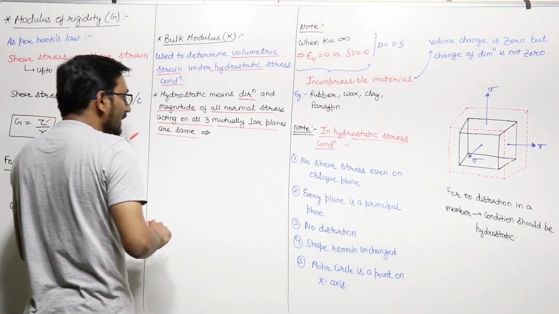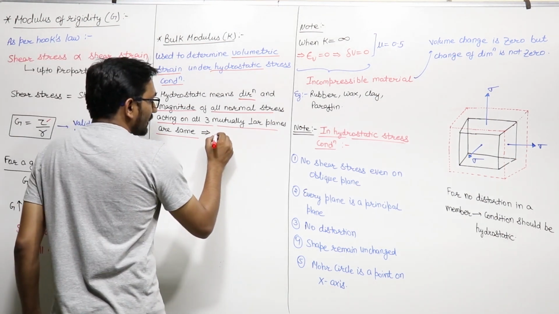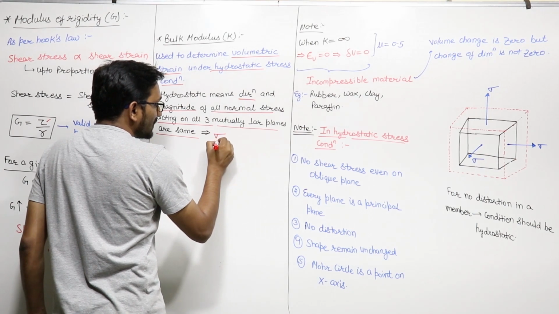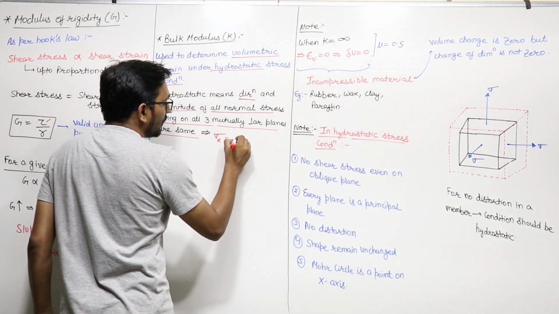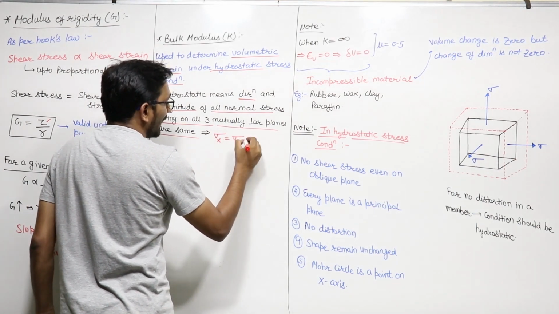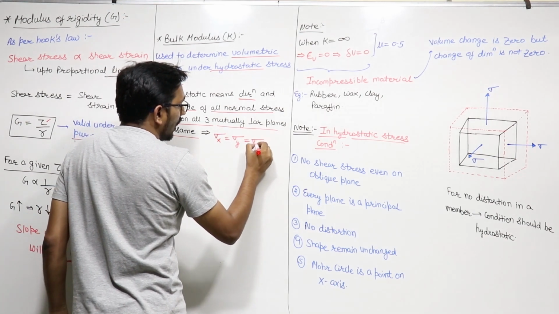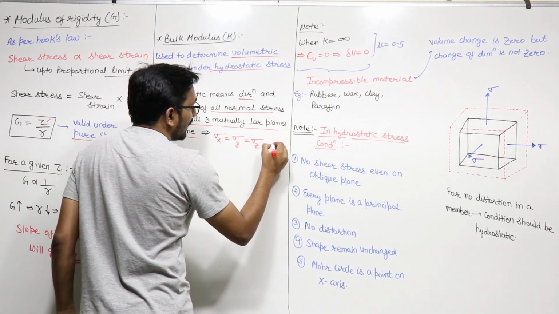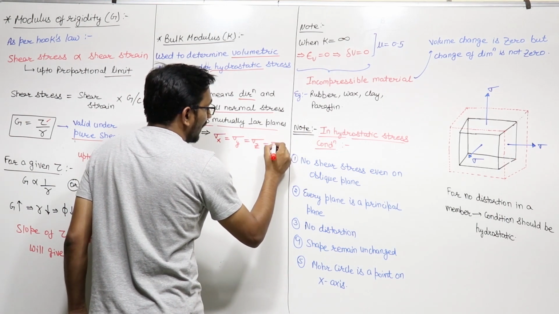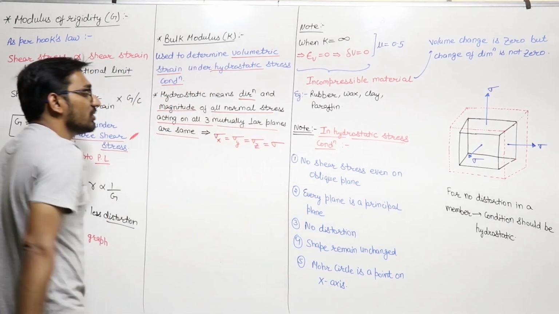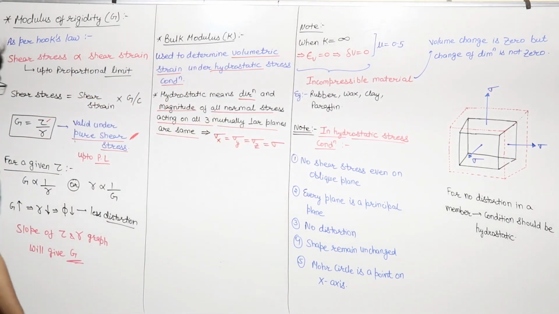So I can write, if this is the case, then the normal stress on the X face will be equal to the normal stress on the Y face, that is equal to the normal stress on the Z face, and that is equal to sigma. All these three are equal, and that is equal to sigma.